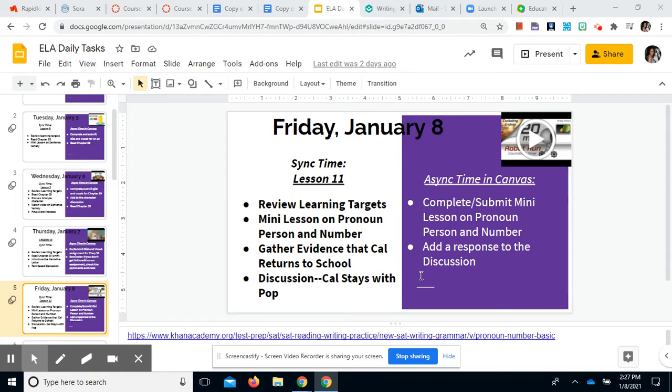Okay, here is a look at lesson 11 that was done in class on Friday, January 8th. We started with our learning targets and opening. We had a mini lesson on pronoun, person, and number, and then we looked at gathering evidence about Cal returning to school or not. The graded assignment today is to complete the submitted mini lesson that we did together, and to work on that note catcher. So let's get into it.